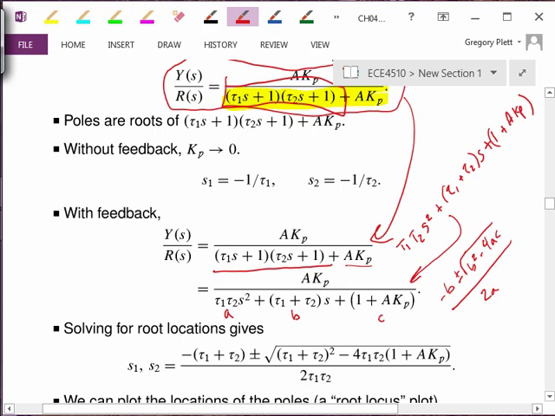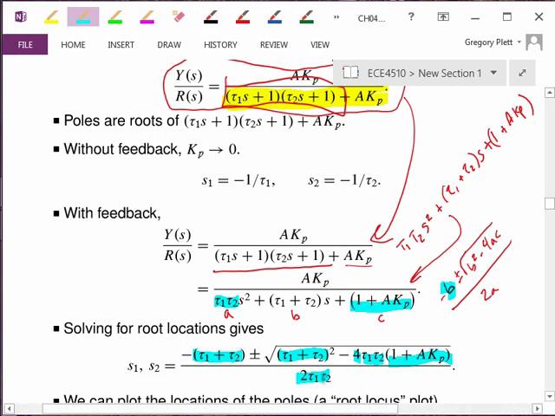And we'll see if that's what I have. So the first term is minus b. B is tau 1 plus tau 2. That's what I have. Plus or minus the square root of b squared, there's b again, minus 4 times a, tau 1, tau 2, times (1 plus a kp), all divided by 2 times a. So sure enough, all we've done is use the quadratic formula, which is something I'm sure all of you have committed to memory at some point.